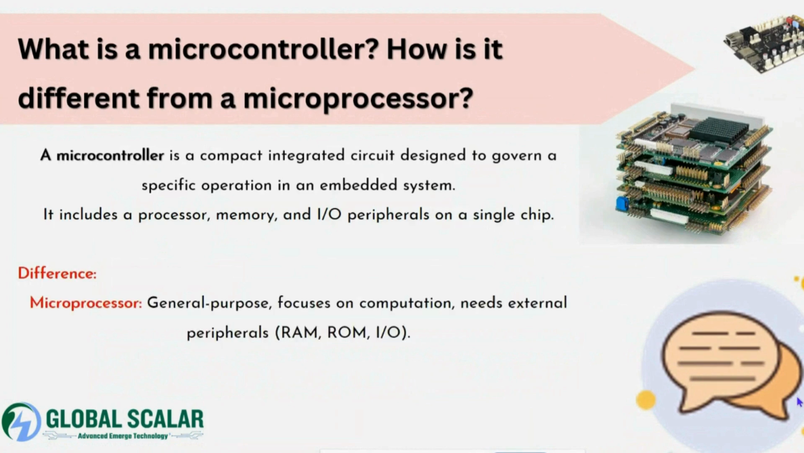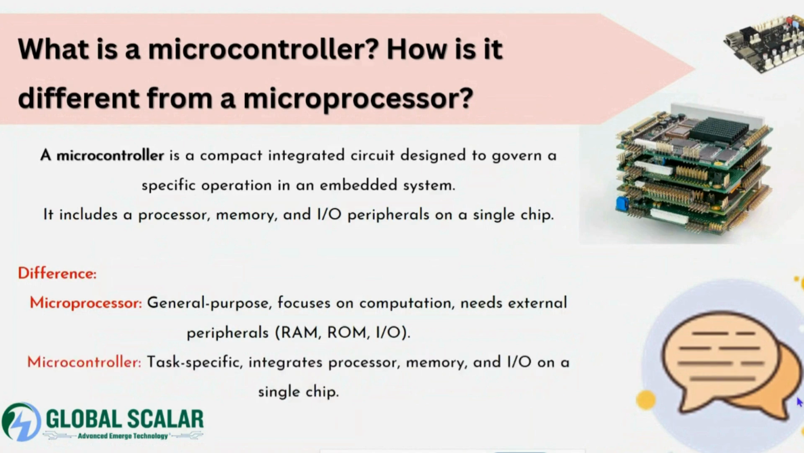The difference is that a microprocessor is general purpose, focuses on computation, and needs external peripherals like ROM and RAM and I/Os to connect to the CPU. And a microcontroller has memories and I/Os on a single chip. It is used to design specific tasks. It has an integration of the processor, memories, and I/Os on a single chip.